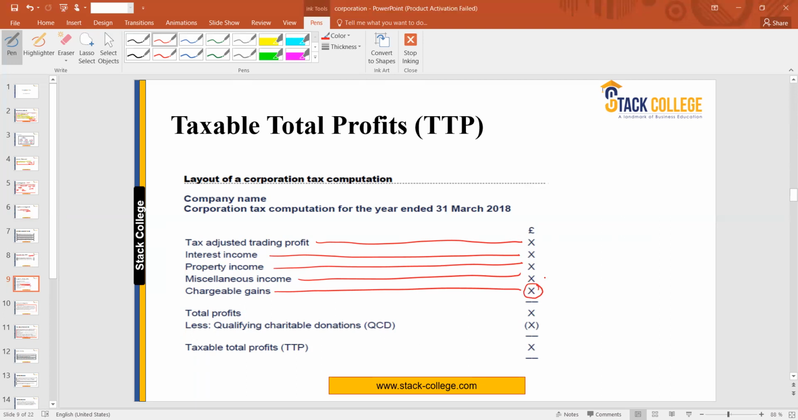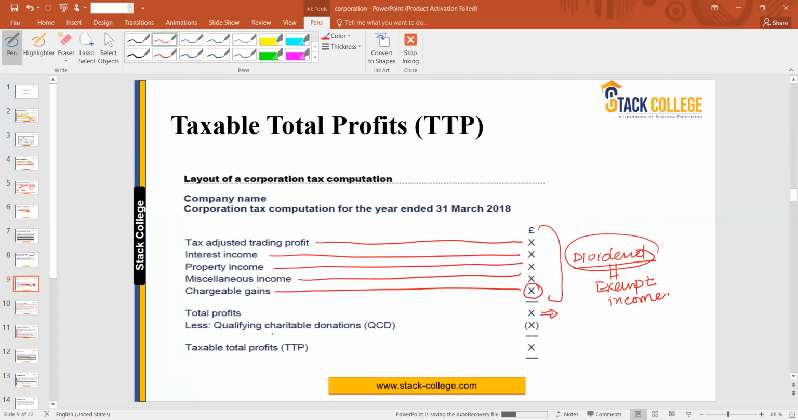In the case of an individual, chargeable gain is separate and income tax is separate. But here, chargeable gain is also in this pro forma. So if we combine all income, this is called profit. There is no dividend here. Why is dividend income not part of this pro forma? Because if the company receives any dividend, it is an exempt income, so it's not part of this pro forma.